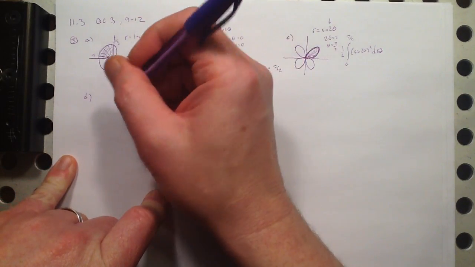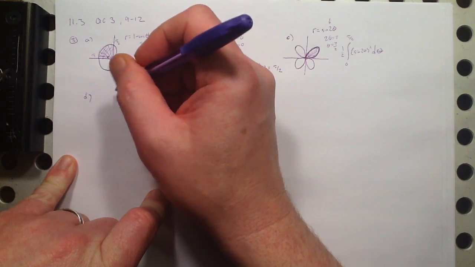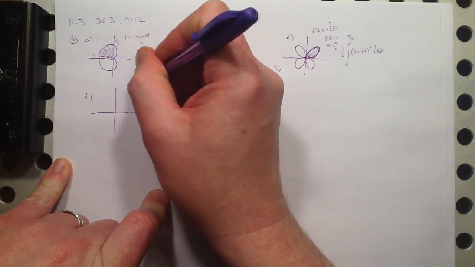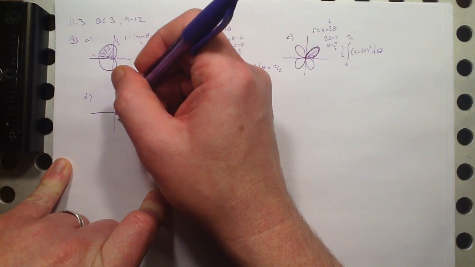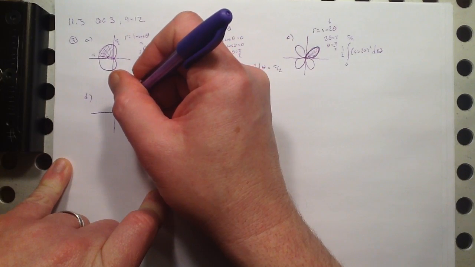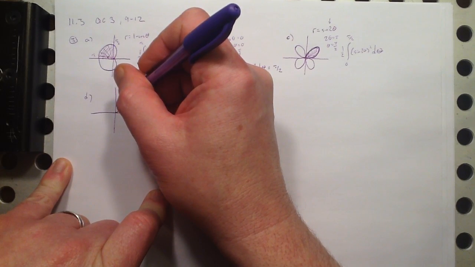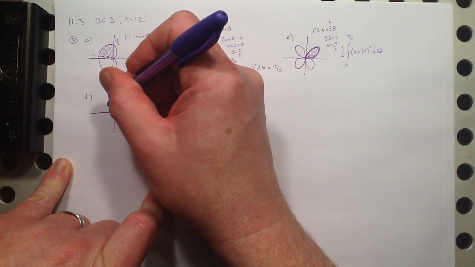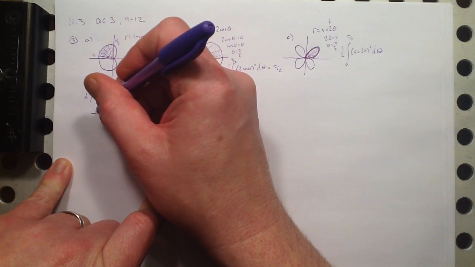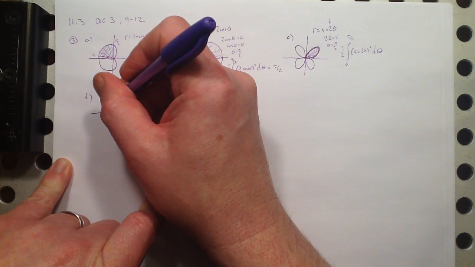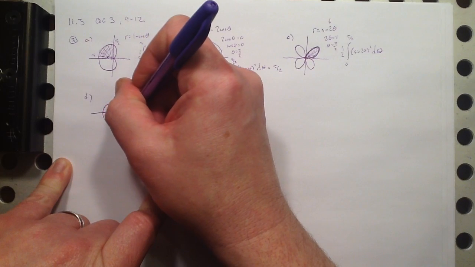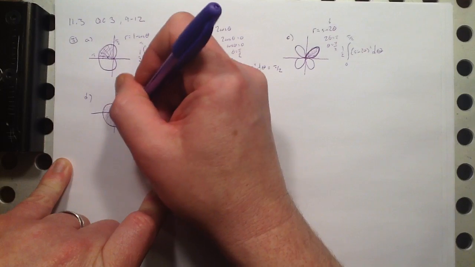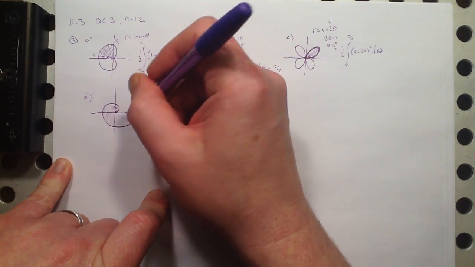For d, got a spiral. This is just the regular old spiral, r equals theta. So that starts out at a radius of 0, and by the time I get around to pi over 2, it's equal to pi over 2, and then by the time I get around to pi, it's equal to pi, and then by the time I get around here, 3 pi over 2, and then 2 pi, and they've got the whole thing shaded, so that's all the way from 0 to 2 pi.